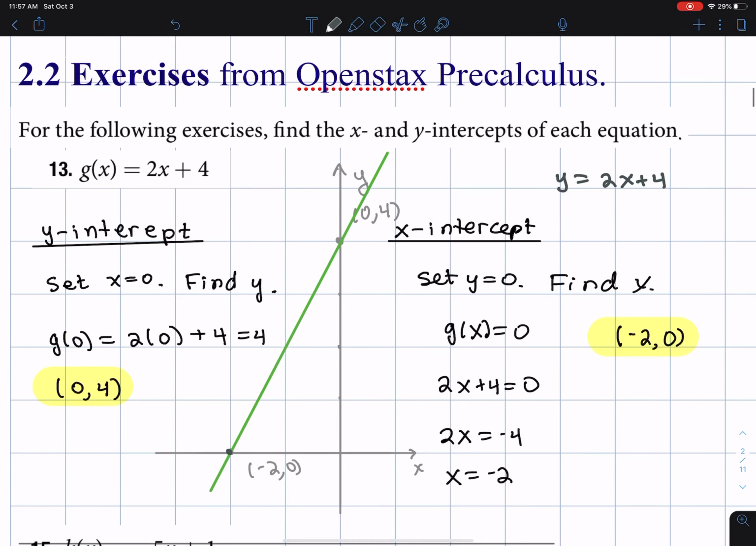So it didn't ask us to do this, but I did it anyway. Sketch the line. Okay, but we got the y-intercept and the x-intercept. And this method works for other functions besides a line. You could do this for a quadratic and get the x and y-intercepts of a parabola. Okay, that's all.